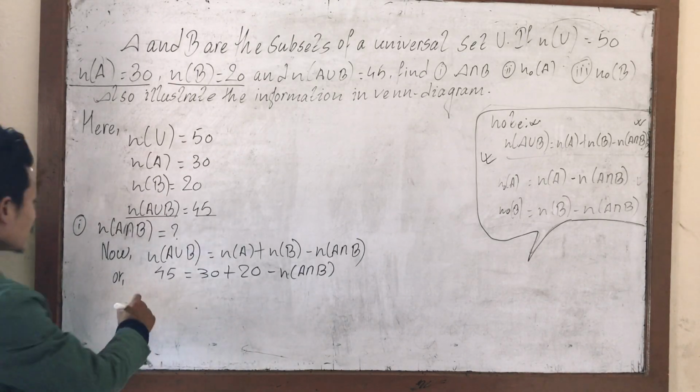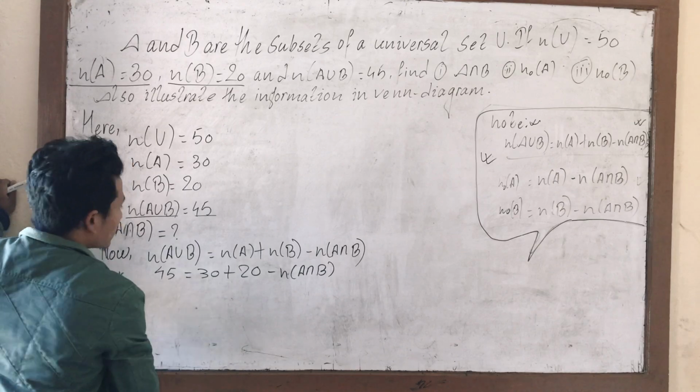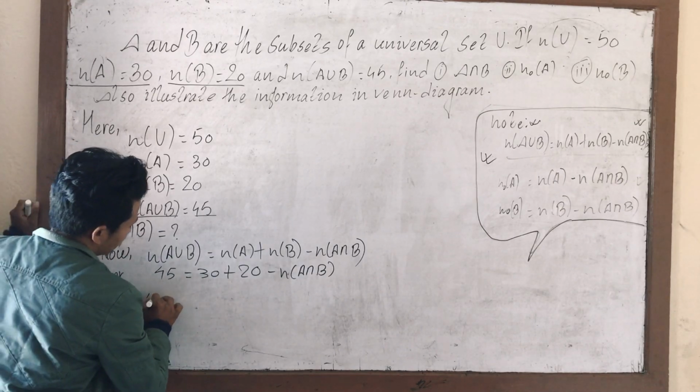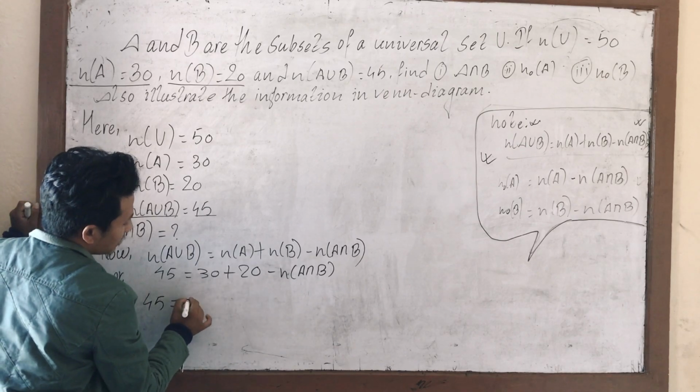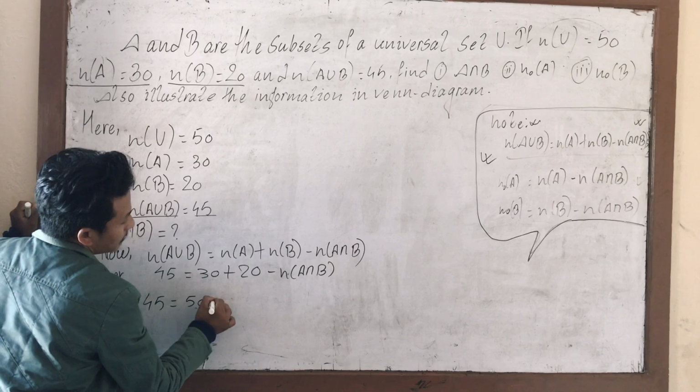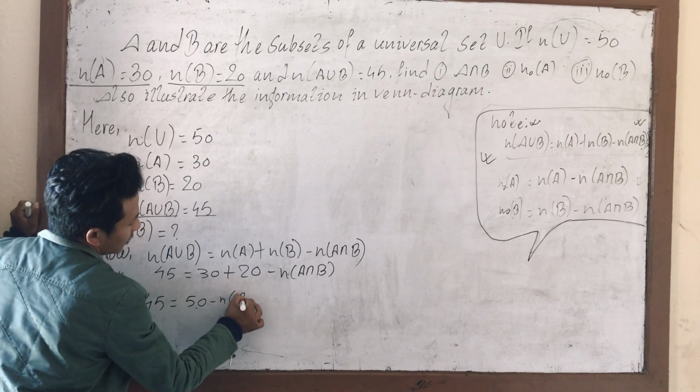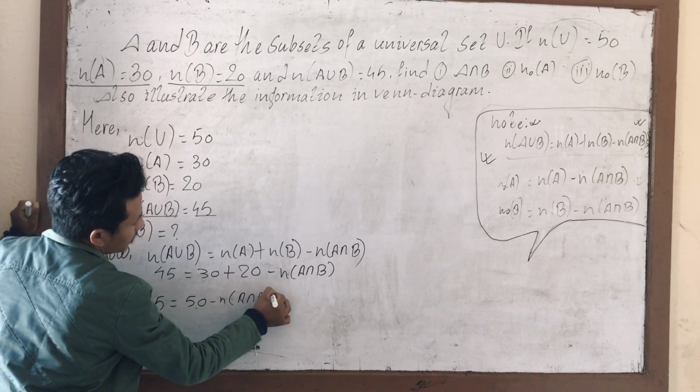Okay. So you can see here, it looks like an equation now. So 30 plus 20 means how much? 40, 50. Yes. Minus number of A intersection B.